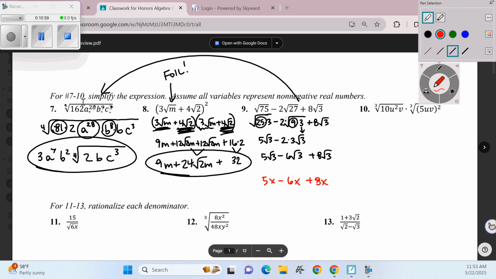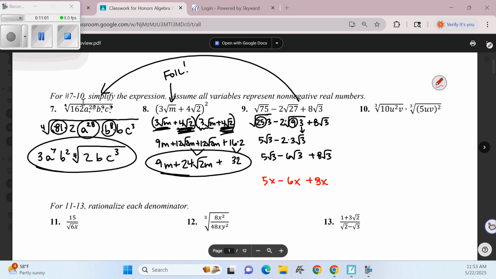Right, so if we were to combine these, we'd end up with 5 minus 6 is negative 1x, plus 8x is 7x. So very similar for our situation, how many square roots of 3 do we actually have? 5 square roots of 3 minus 6 square roots of 3, this is negative 1 square roots of 3, plus 8 more square roots of 3, we end up with 7 square roots of 3.